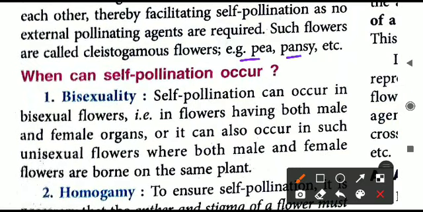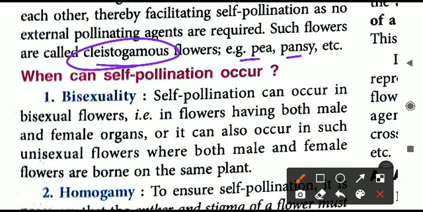Examples you can learn like pea and pansy. These types of flowers which are having self pollination are called cleistogamous flowers. Remember, underline and mark these terms, these terms can be asked. So such types of flowers which are having self pollination are called cleistogamous flowers.